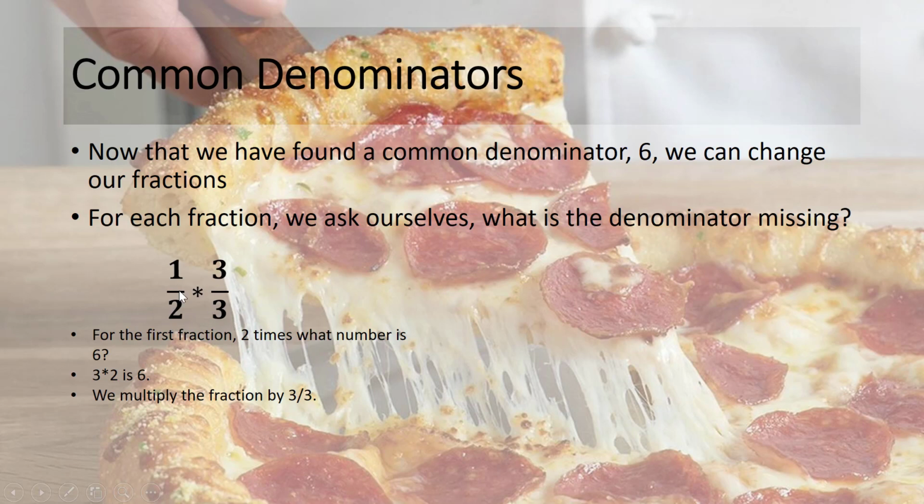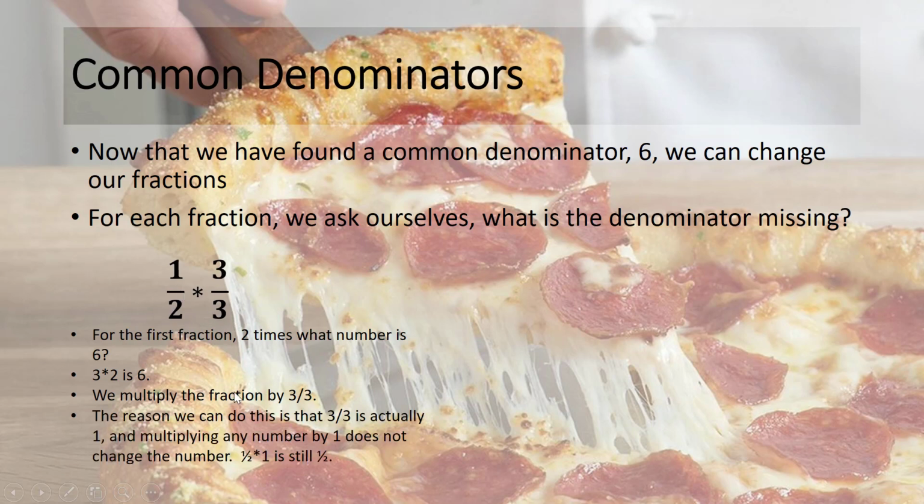Now, if you're wondering, how is this legal? How am I allowed to do this? Well, the reason is that 3 over 3 is just 1. And I can multiply anything by 1, 1/2 times 1, and it does not change that fraction. It actually completely stays the same. So since I have a 3 upstairs and downstairs, I am not changing the value of this fraction at all. I'm just getting an equivalent fraction. So I get 1 times 3 is 3, 2 times 3 is 6.